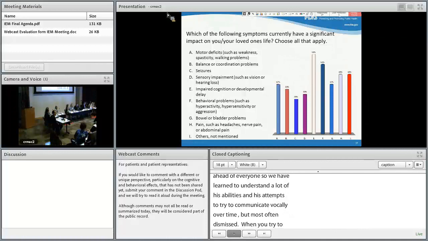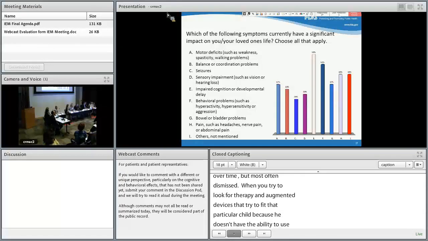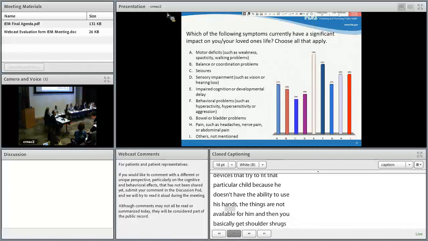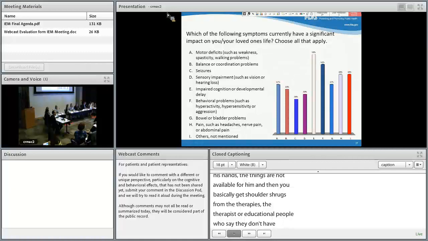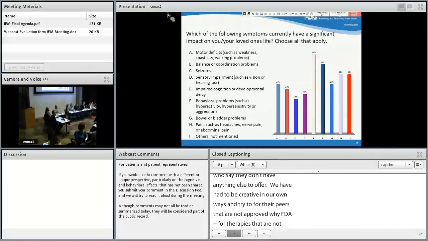And when you try to look for therapies and augmentative devices that fit that particular child, because he doesn't have the ability to use his hands, many things are not available for him. Then you basically get shoulders shrugged from the therapists or the educational people who just say they don't have anything else to offer. So we've had to be creative in our own ways and explore therapies that are not approved by FDA or the medical profession to try to tap into those abilities, which are costly.